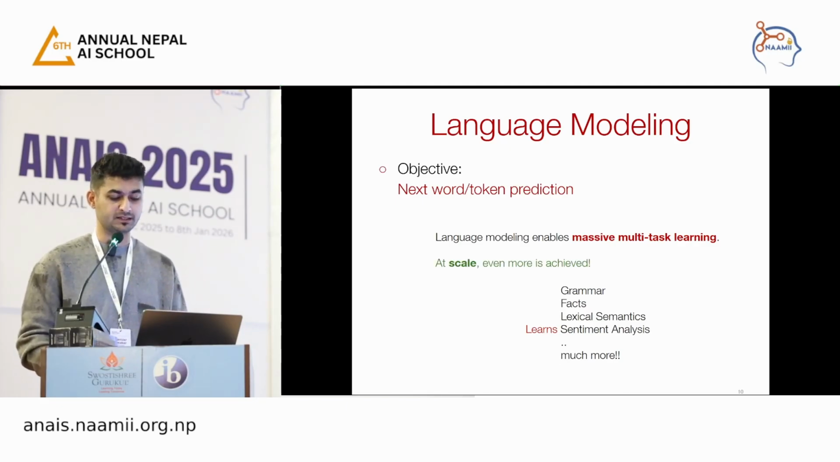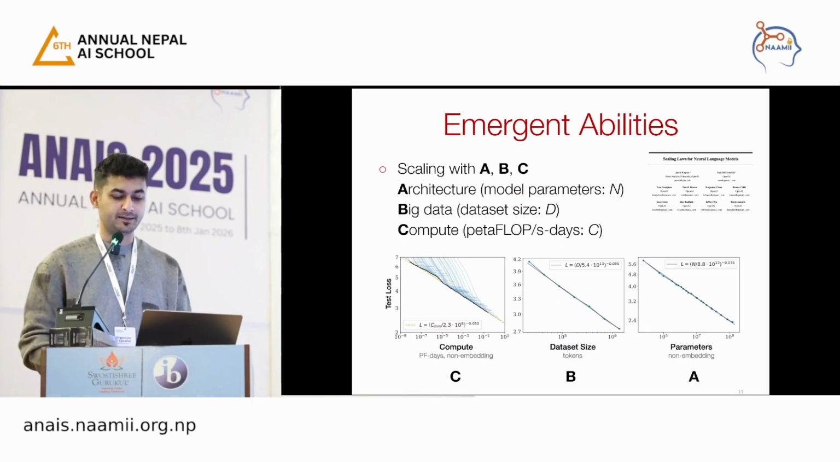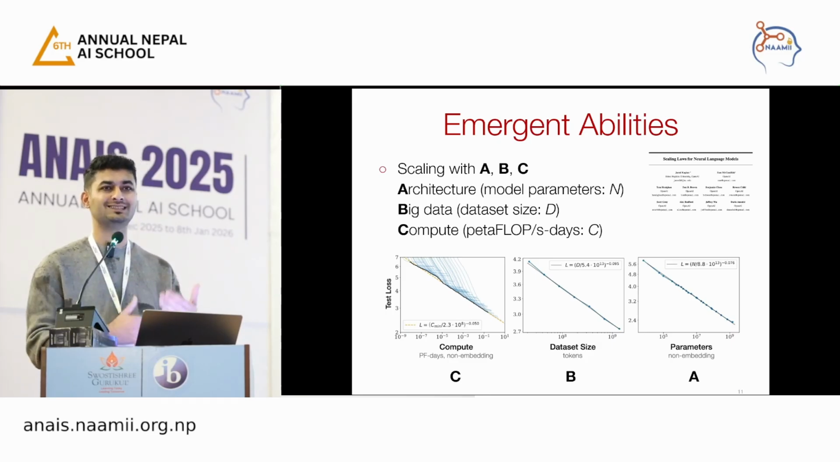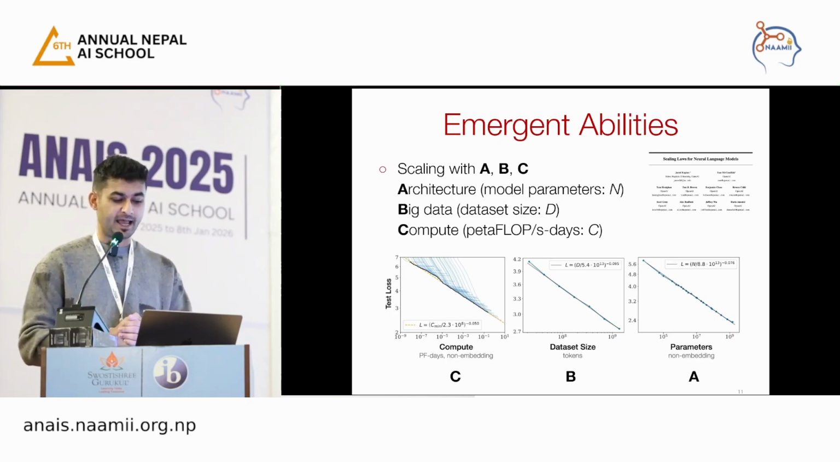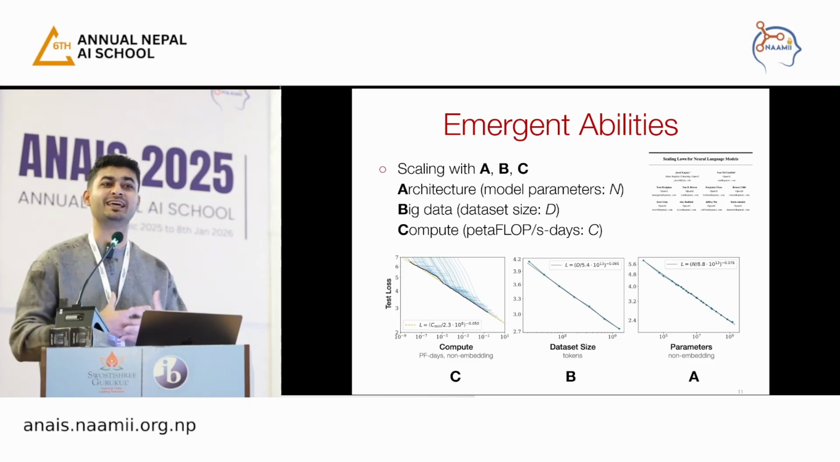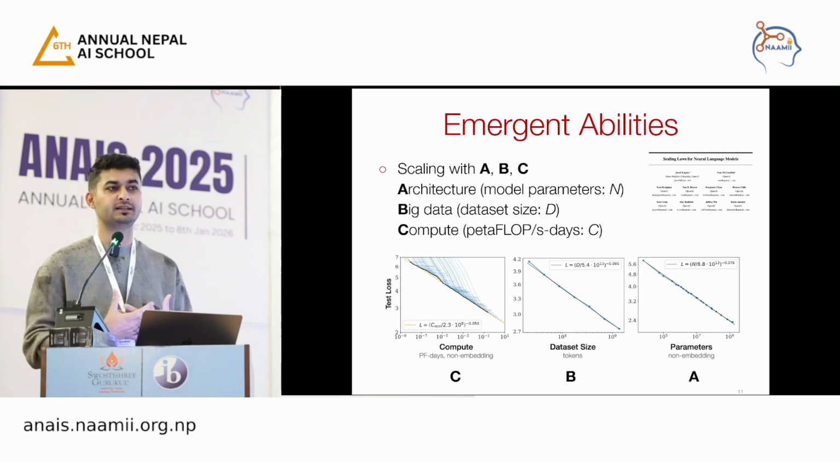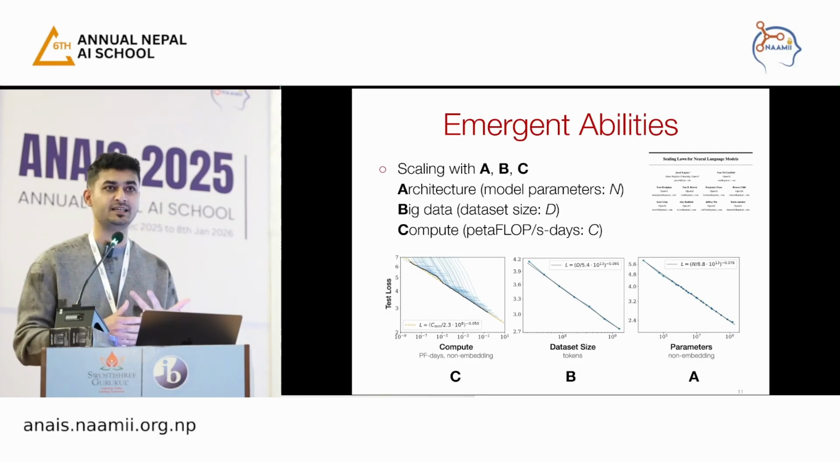And now we're coming to the emergent abilities. What's important to notice is that at scale, even more is achieved by just this next token prediction. How do we scale these models? If you recall from the previous lecture, there are three things: model parameters, data size, and compute. These are the three dimensions along which language models scale, and we can remember this with A, B, C: architecture, big data, and compute.